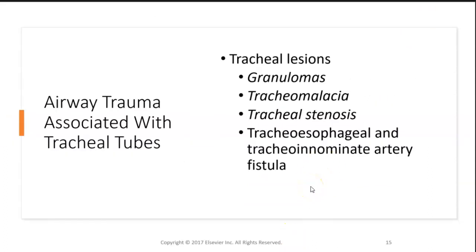So tracheal lesions then. Tracheal lesions can happen with endotracheal tubes, prolonged endotracheal intubation, or any other type of tracheal airway, like a tracheostomy tube. So you can have granulomas, which are these kind of weird scar type tissue or fibrotic type tissues in your airways.